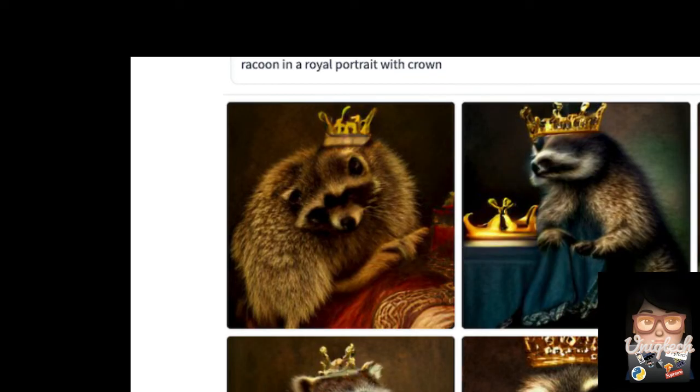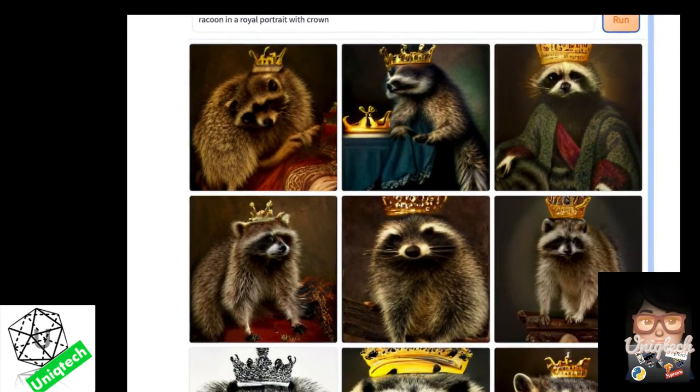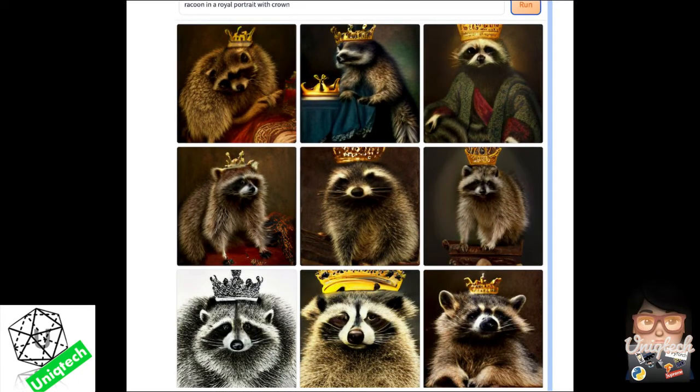So in this experiment, we try to generate with the DALL-E style image generator one of the internet's favorite animals, which is raccoons. So first we search raccoon in a royal portrait with crown, and the result is already stunning. We had at least 9 raccoons with different personalities, and not bad in terms of facial alignment and this feature. Keep in mind, this is not the full DALL-E created by OpenAI. And we're like, okay, that's great.